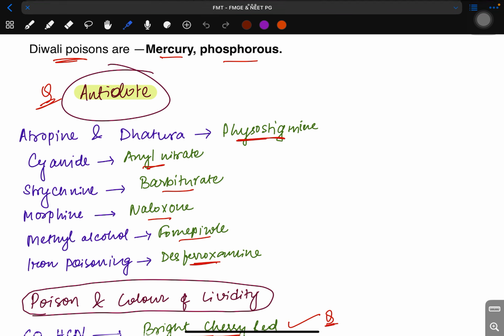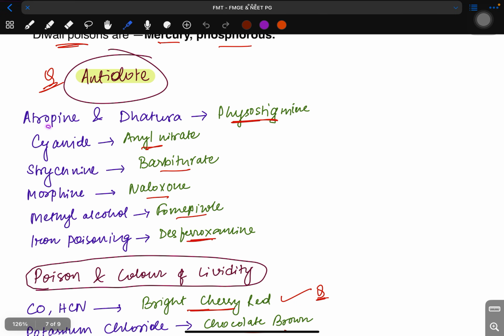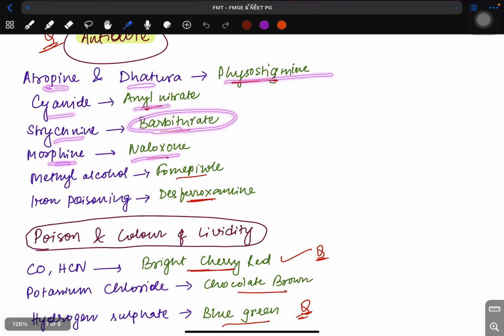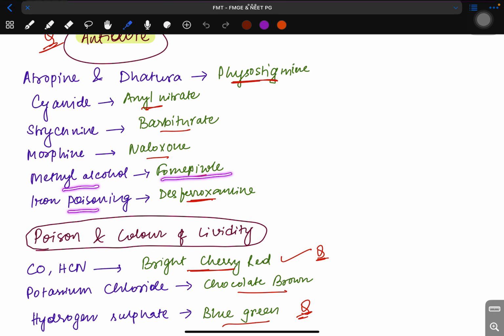Now, you have to remember, this is an important question, various antidotes of poisonings. In case of atropine and dhatura poisoning, we will use physostigmine. In case of cyanide, we will use amyl nitrate. In case of strychnine, we will use barbiturate. In case of morphine, we will use naloxone. In case of methyl alcohol poisoning, we will use fomepizole. And in case of iron poisoning, we will use chelating agents like desferrioxamine.